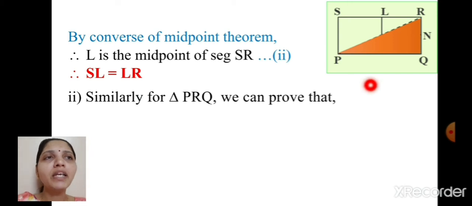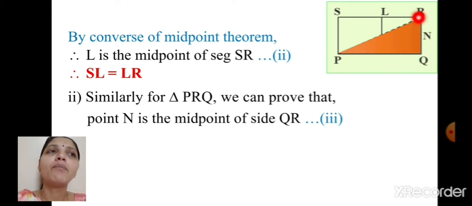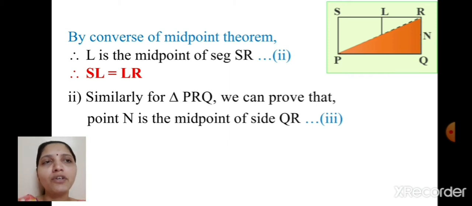Here similarly, if you consider triangle PRQ, in this triangle also we can prove that point N is the midpoint of seg QR, because we know that here point M is there and M is the midpoint of PR. Then if you join this segment MN, then this will be parallel to PQ, and if it is parallel to PQ, then N will be the midpoint of RQ. That way you have to prove. Okay, so write this as equation 3.